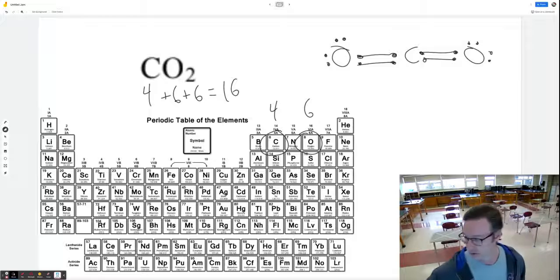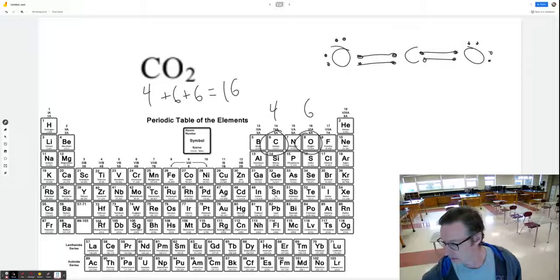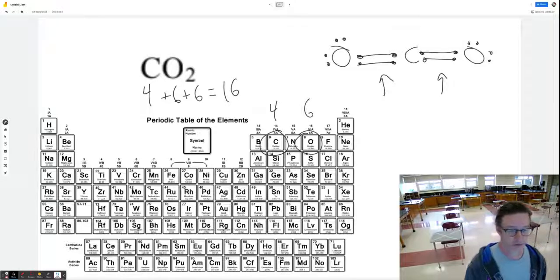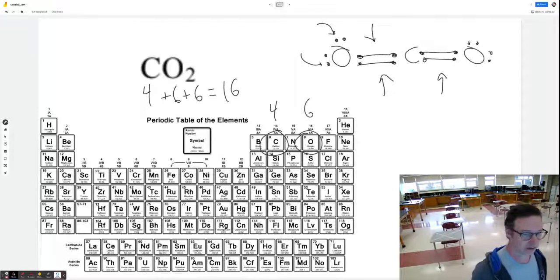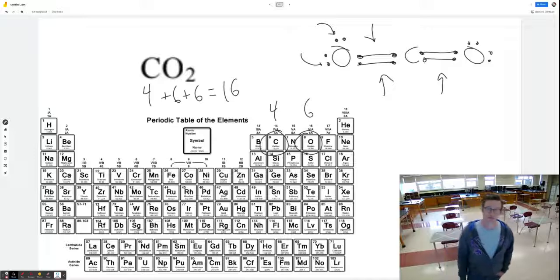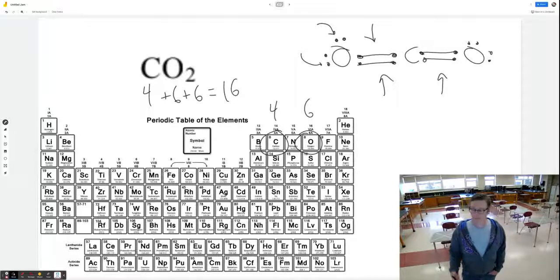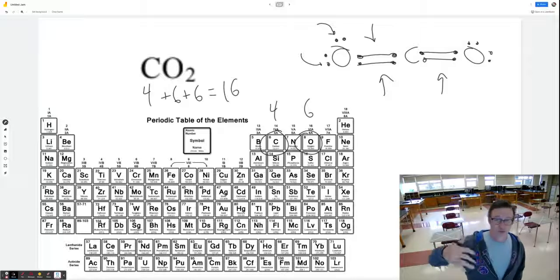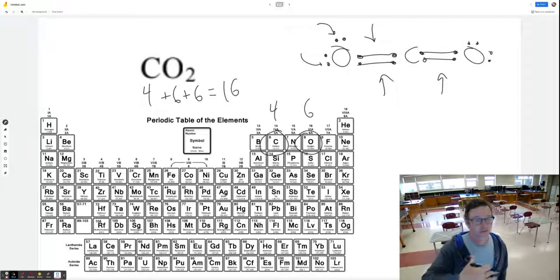1, 2, 3, 4. That's 8 electrons around the carbon. 2 bonds plus 4 dots. That's 8 around the oxygen, and the same on the other side. Okay, so again, that's just a different method. If the method makes sense to you, use it. If this makes more sense to you, use it. This is slightly different from the way it was presented in the other video. So again, whichever one of these three techniques makes the most sense is the one that you should use.